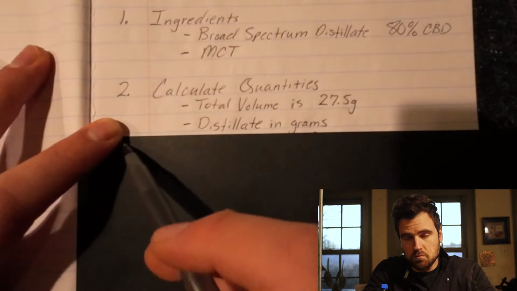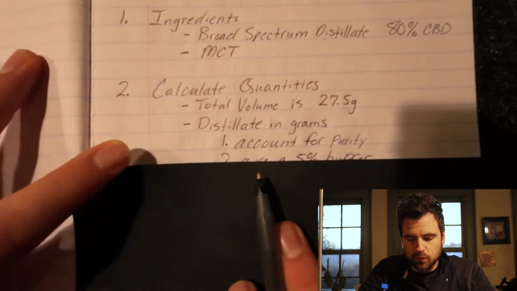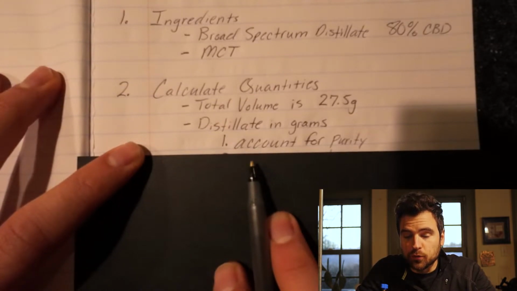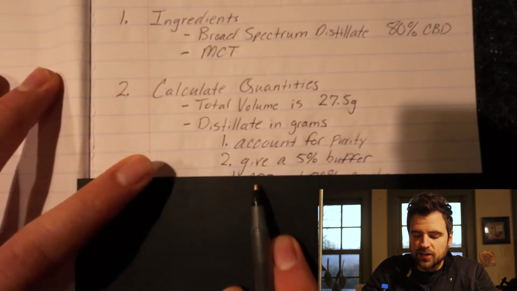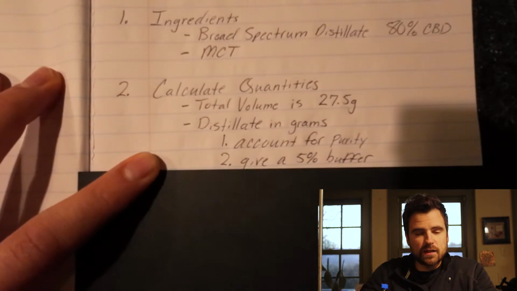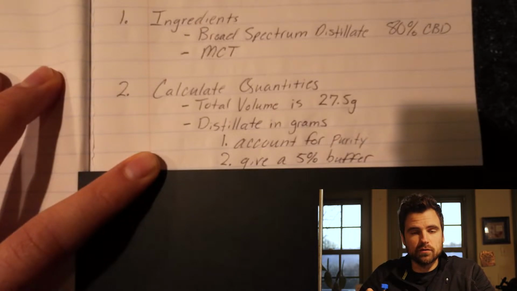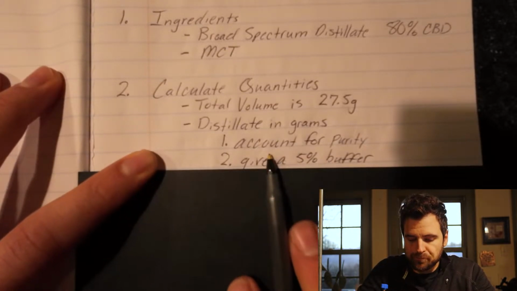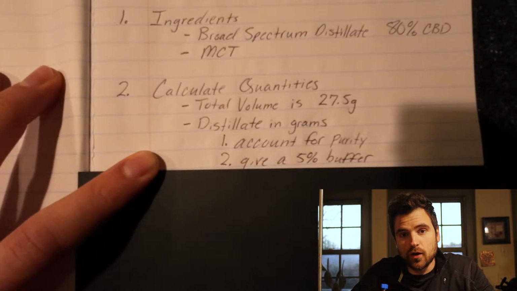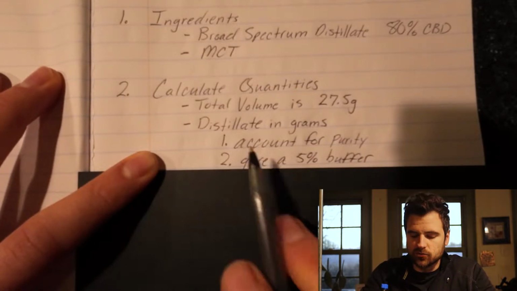We also need to transfer or calculate the distillate in grams. So from milligrams to grams. That's simple. We also need to account for the purity of the distillate, as well as give ourselves a 5% buffer for any measuring error or lab analytical error. I would rather give this client a CBD tincture that is 1,050 milligrams of CBD instead of 950.